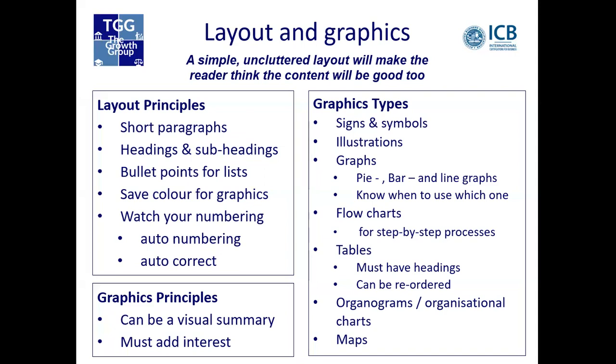And then you can say the following. There must be short paragraphs. Make use of headings and subheadings. If it is a list, make use of bullet points. Save color for graphics. Watch your numbering. Sometimes there is auto numbering, and the auto numbering might be different from what you intended. Then you have to fix it, and be sure that it doesn't just autocorrect because the program that you are using thinks it must be written in a certain way when in fact you have completely other intentions.